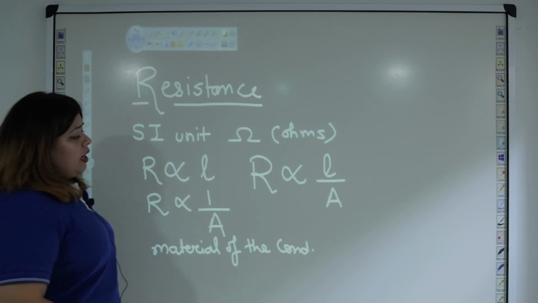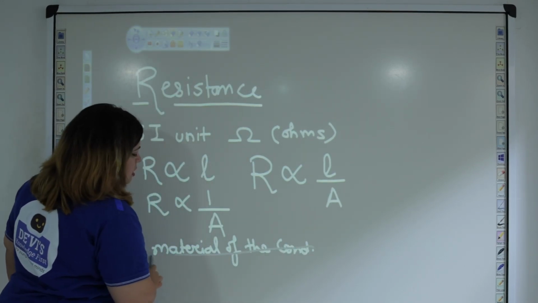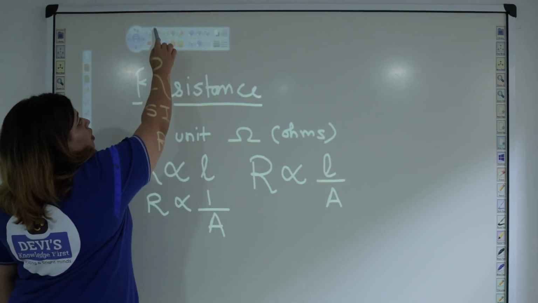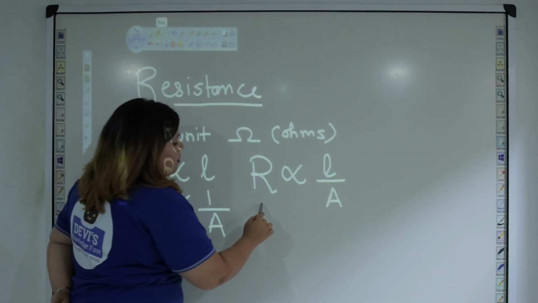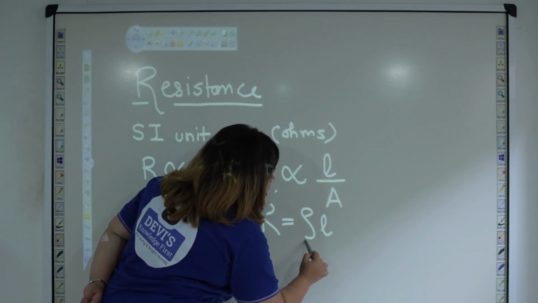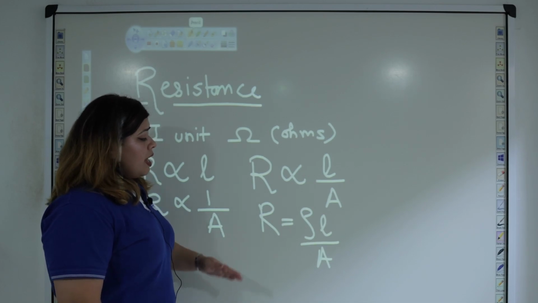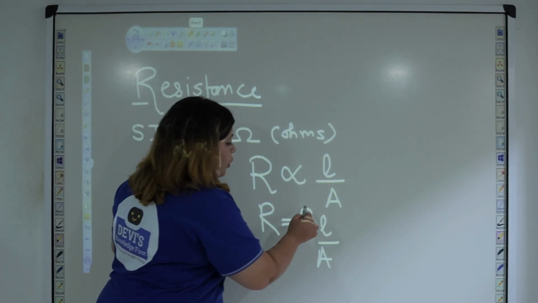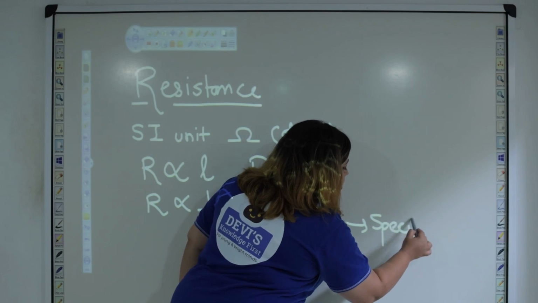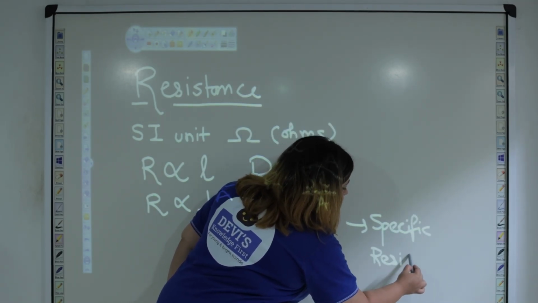Now, when I equate it and get it into an equation, there has to be a proportionality constant, like always in physics. So R will be equal to rho L by A. So what is this rho here? This rho is known as specific resistance, or you can also call it resistivity.